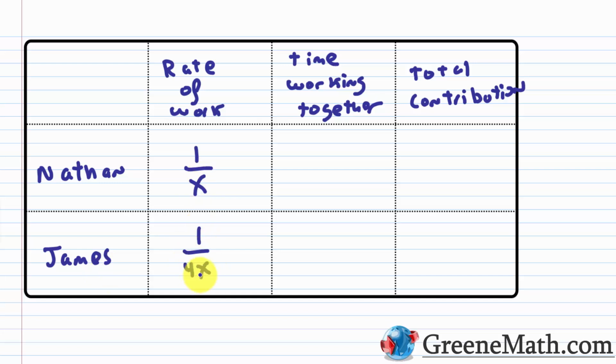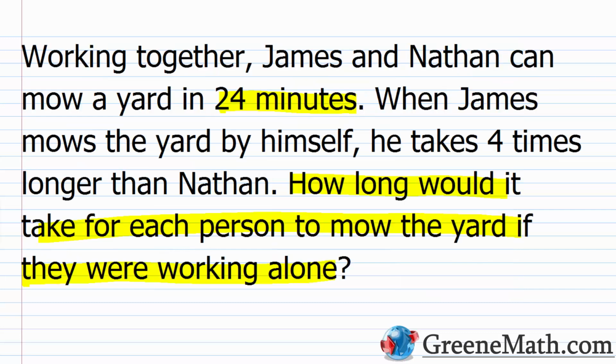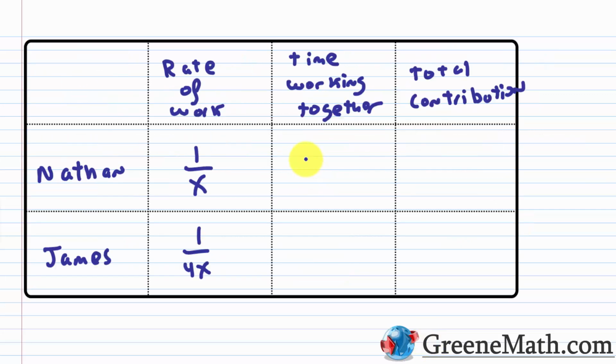The time working together, the problem tells us: James and Nathan can mow a yard in 24 minutes. So each person is going to work for 24 minutes in this scenario. What's their contribution? You just multiply the rate of work by the time working. So 24 times 1 over x, which is just 24 over x to make it simpler. And then for James it's 24 over 4x, which we can simplify. 24 over 4 is 6, so this is 6 over x.